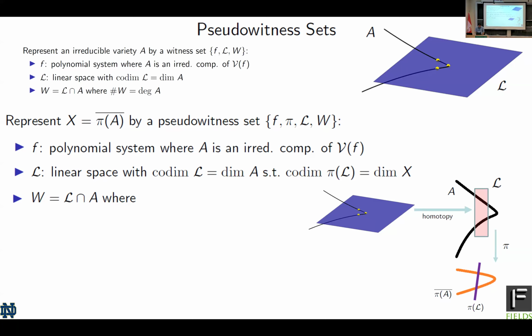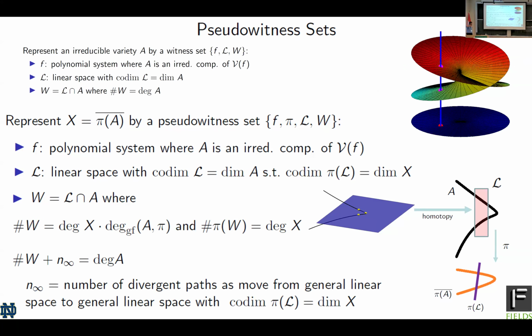And now what happens when I compute this intersection? I'm going to get points downstairs, and I'm going to get points upstairs. The number of points upstairs is exactly the product of the degrees: the degree of the image times the degree of the general fiber. And when you map them down, you get the degree many downstairs. In this one, it's just a one-to-one map, but the picture up above is a two-to-one map. So I'll get 2 points in W that map down to the same point below.